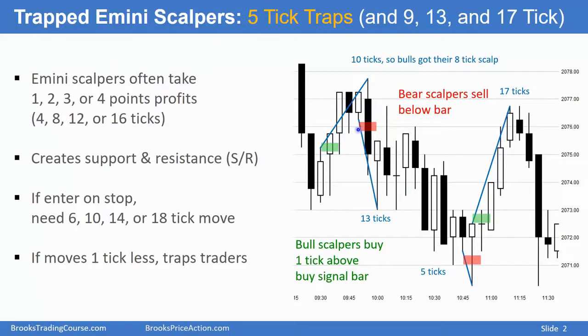You have some bears who sold below this bar. They get filled here, 1 tick below that low, maybe hoping for a 2-point trade or a 3-point trade. Here, the market fell 13 ticks. Those bears who were hoping for 3 points needed it to fall 14 ticks to make 3 points profit.